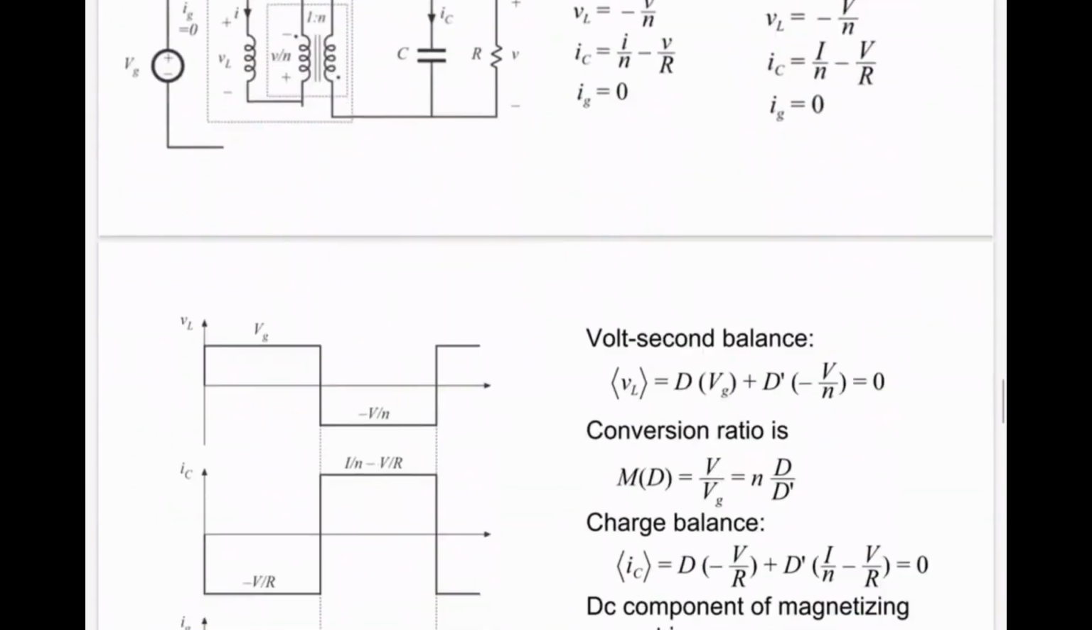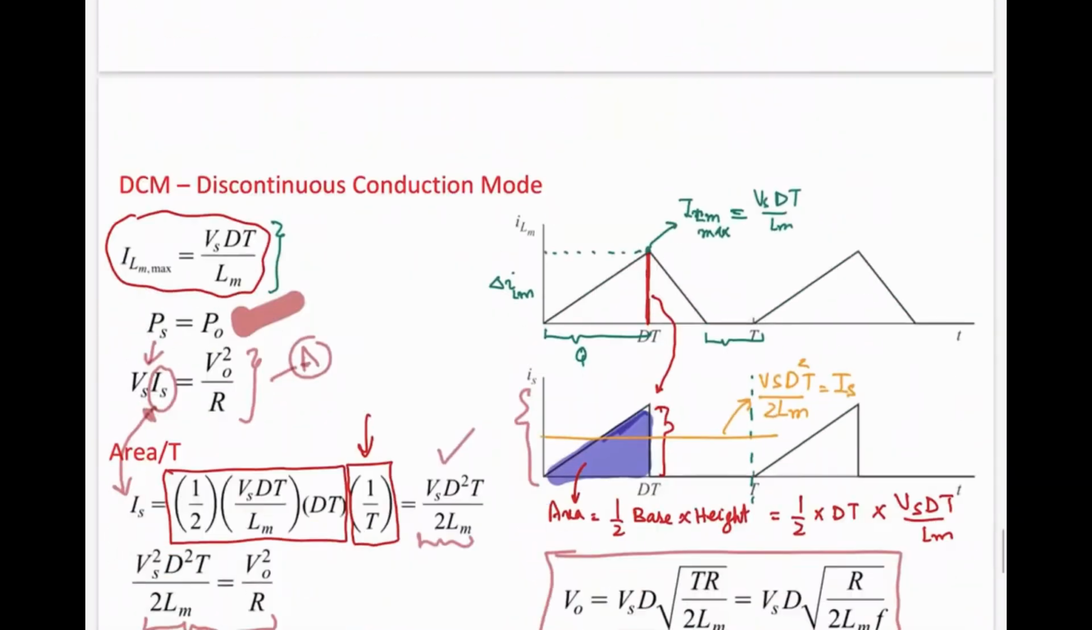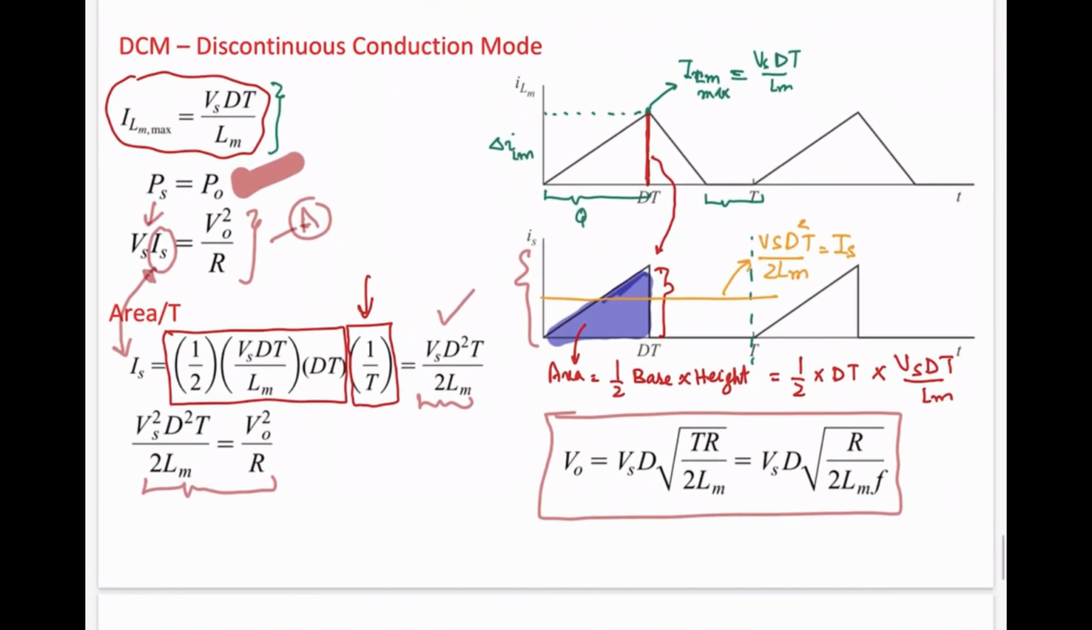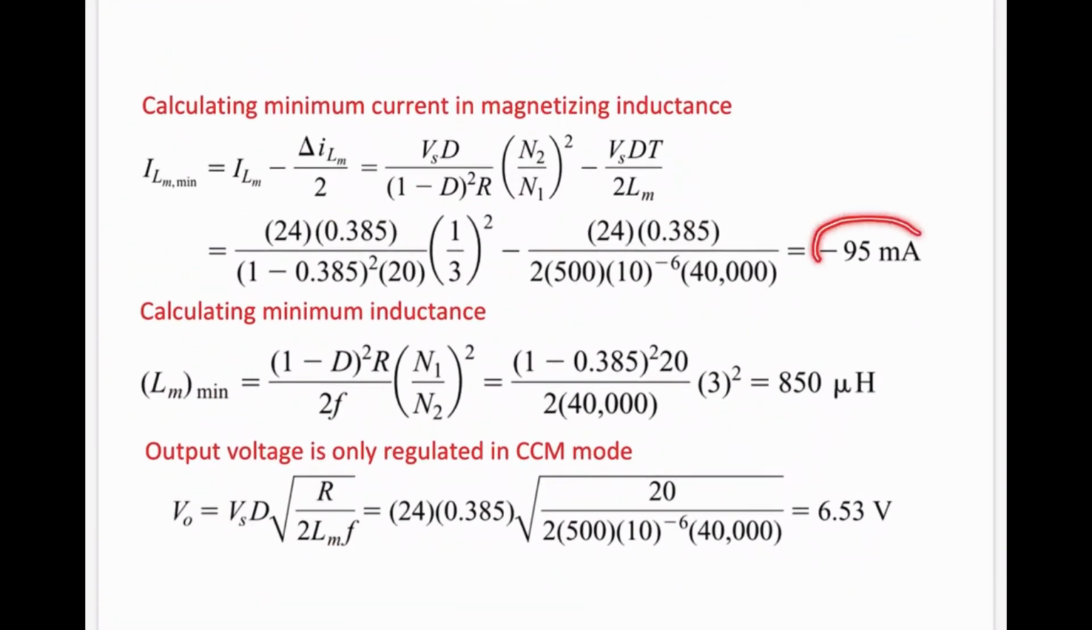So we are getting the negative current, minus 95, the minimum, which is not possible. Our current will be limited to zero, and after that it will stay at zero. Negative current will not be there. So it means our converter is operating in the discontinuous conduction mode.